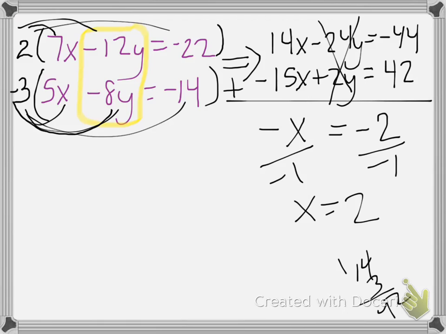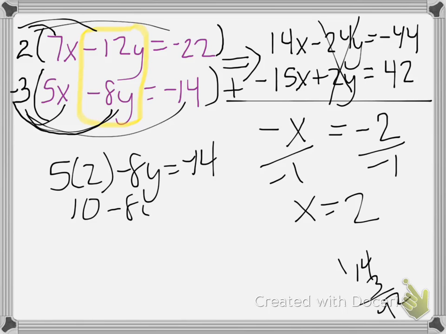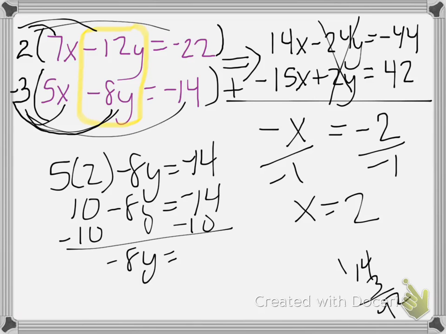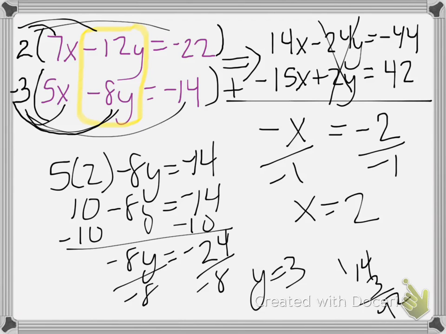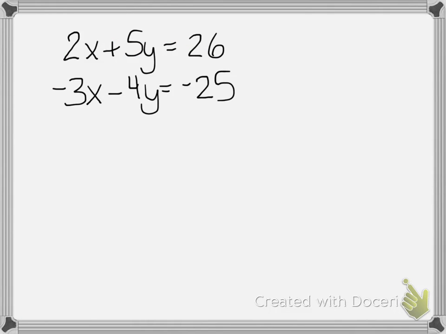And then I can plug the 2 back into one of the equations. I'm going to go ahead and plug it into the bottom one. So 5 times 2 minus 8y equals negative 14. So 10 minus 8y equals negative 14. And I get y equals 3. So I get the same answer. So try these two.